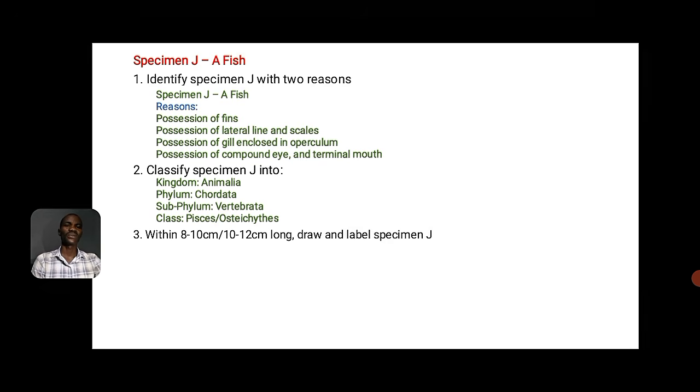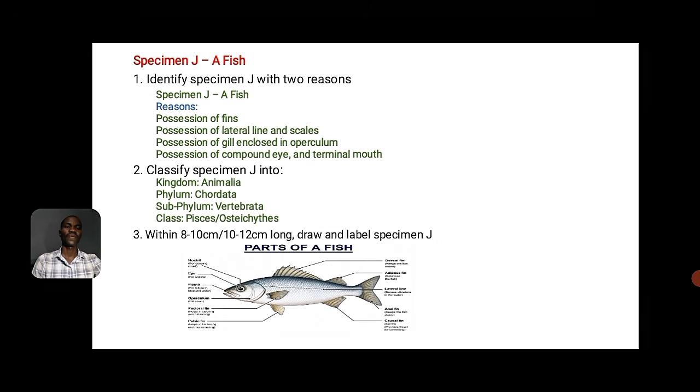Then number 3, within 8 to 10 centimeters and 10 to 12, we have already addressed this. So draw and label specimen J. So what comes first? You are going to use the largest scale, 10 centimeters or 12 centimeters. Make sure that your diagram covers from one end to the other end. Another thing is that make sure you use ruler to rule, and your line of label must touch the part that you are labeling.